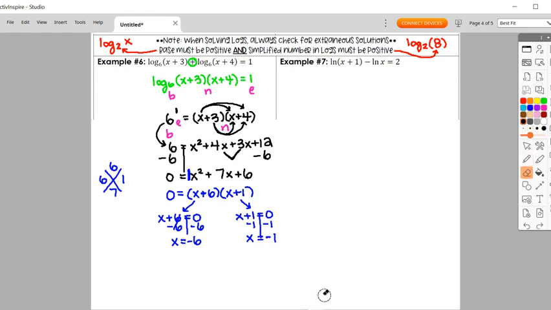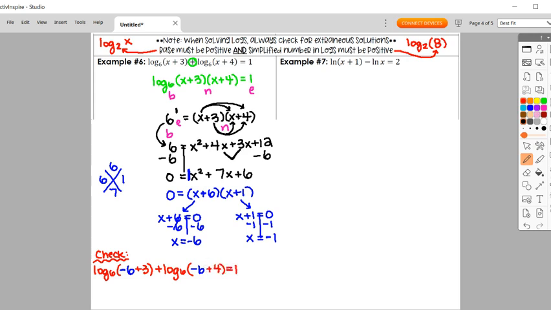Don't forget, we have to check these. When I check them, I plug them back into the very original problem. So I write the original, just replacing every x value with negative 6 to start. Log base 6 of negative 6 plus 3 instead of x plus 3 here, plus log base 6, replacing this x again with negative 6, and then equaling 1.